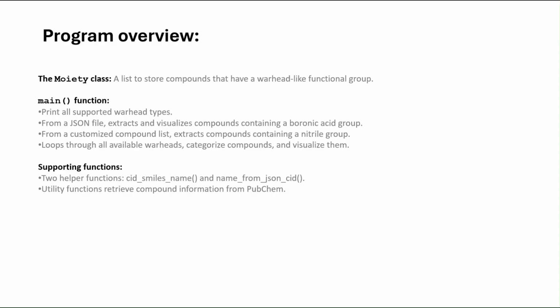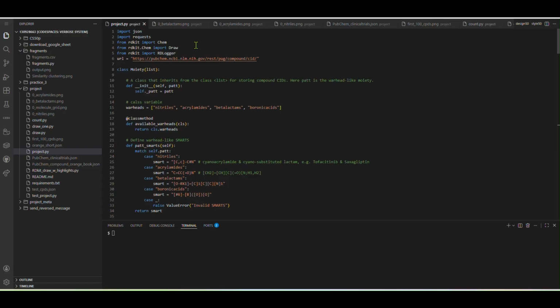a customized compound list. And finally, I will loop through all available warhead types, categorize compounds in clinical trials by their warhead type, print their compound IDs, visualize them, and output their structure as a PNG file. The last section of this program is a few utility functions, which I'll touch on very briefly at the end since they're mostly supportive. Okay, let's start looking at the actual code.